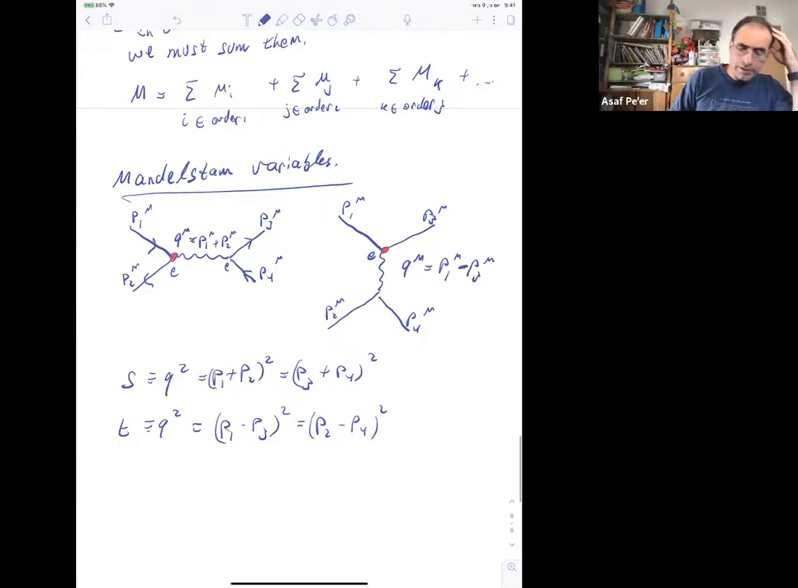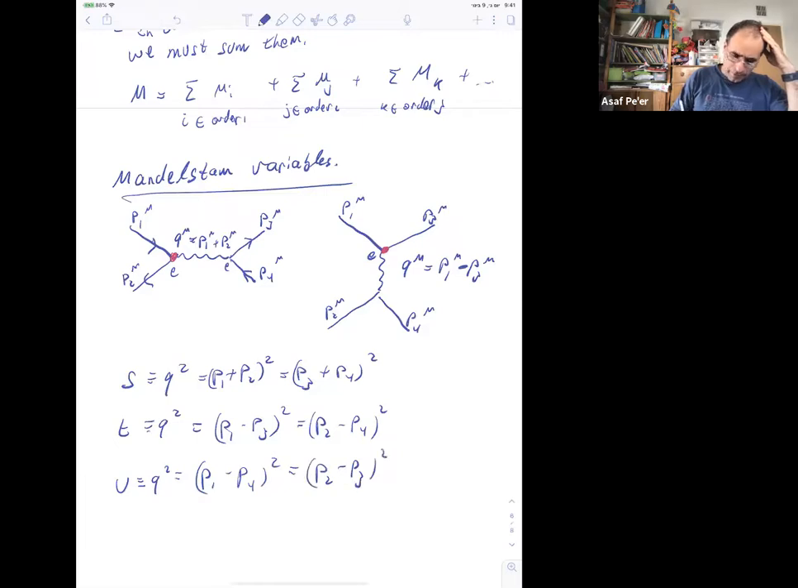Right, and we also have the U diagram, which is just a T-channel diagram with P3 and P4 exchanged, which is valid if we have two outgoing identical particles. So this is just the Q squared, P1 minus P4 squared, which is just P2 minus P3 squared.